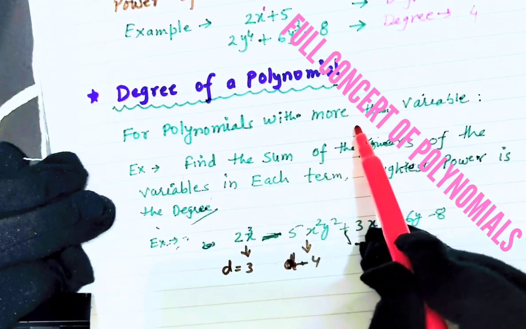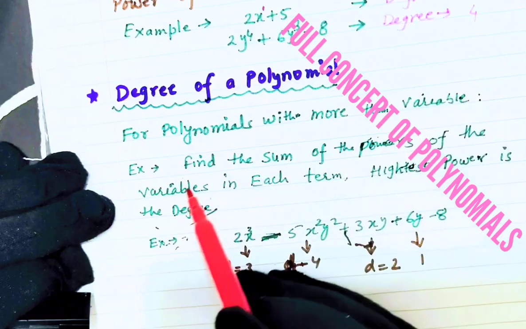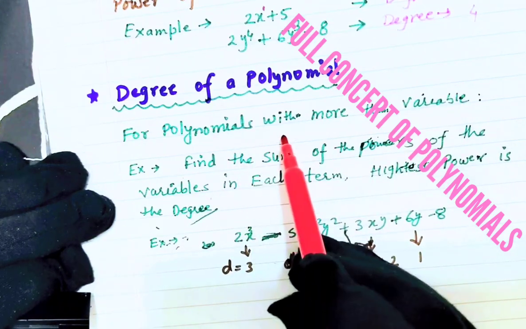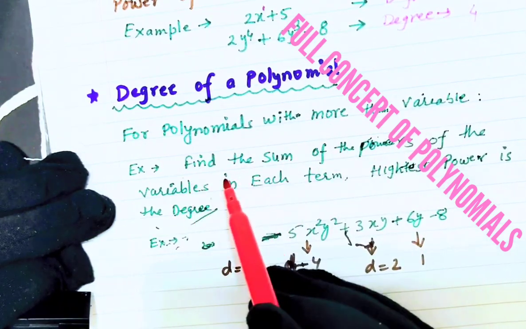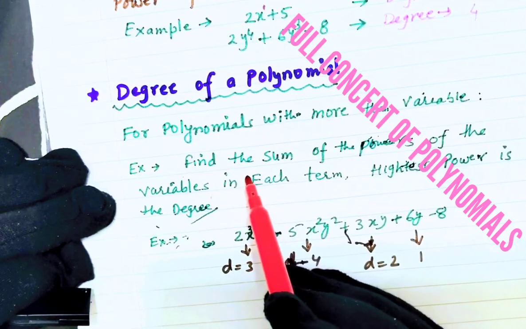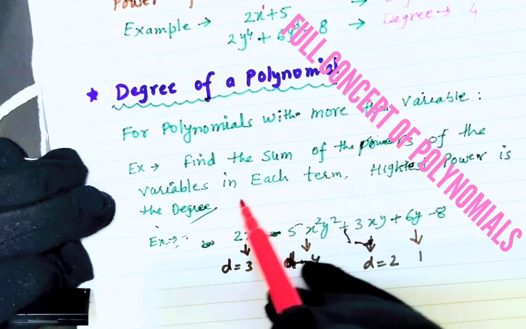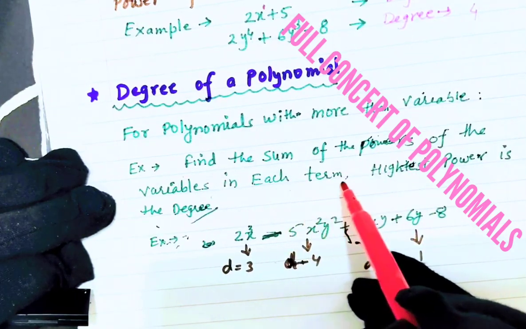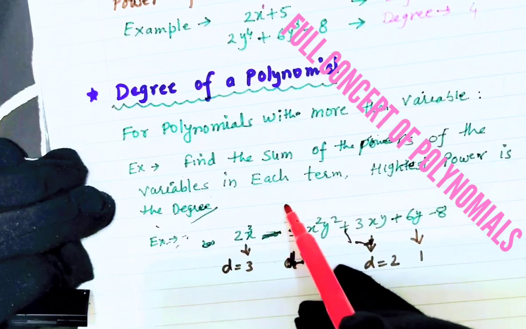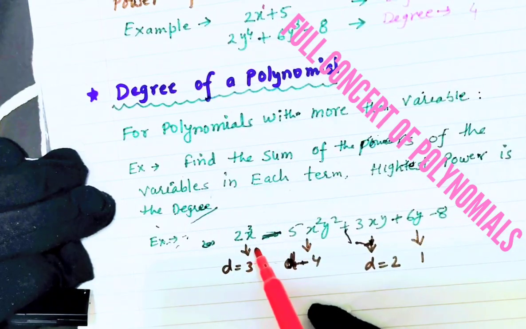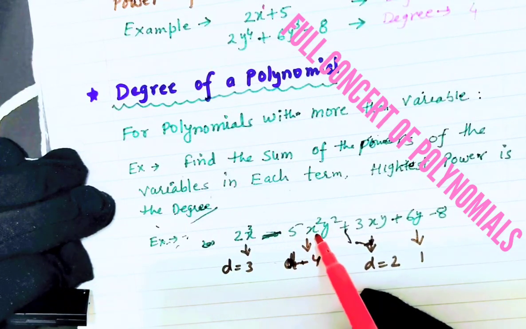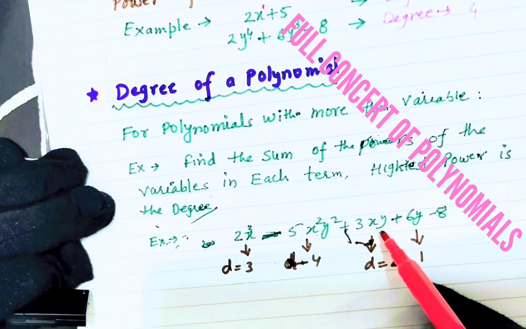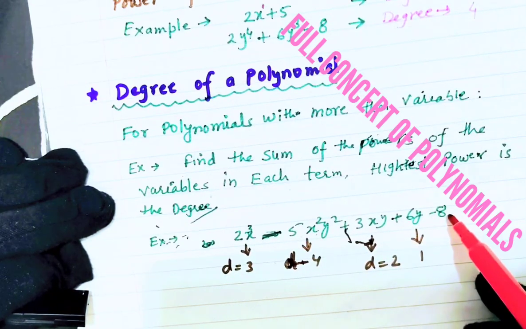For polynomials with more than one variable, what will be the degree? For example, guys, find the sum of the powers of the variables in each term. The highest power is the degree. So let's see the example: 2x cube minus 5x square y square plus 3xy plus 6y minus 8.